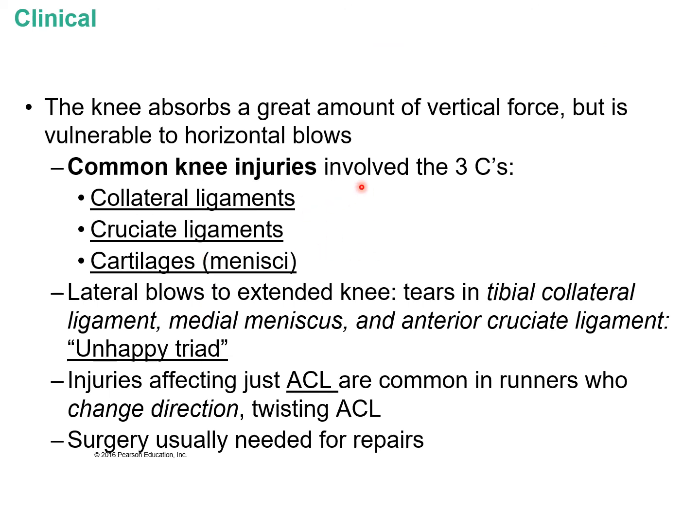Common knee injuries, you should definitely know this. Common knee injuries involve what are called the 3 C's. We're talking about collateral ligaments, which are more commonly damaged. Okay, so tibial collateral or fibular collateral ligaments. The cruciate ligaments, all right, so ACL or PCL, but remember ACL is more common to damage. And then of course your menisci, okay, so cartilage. So the 3 C's: collateral ligaments, cruciate ligaments, cartilage.